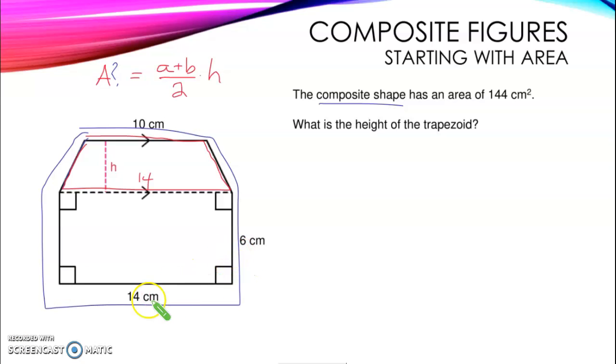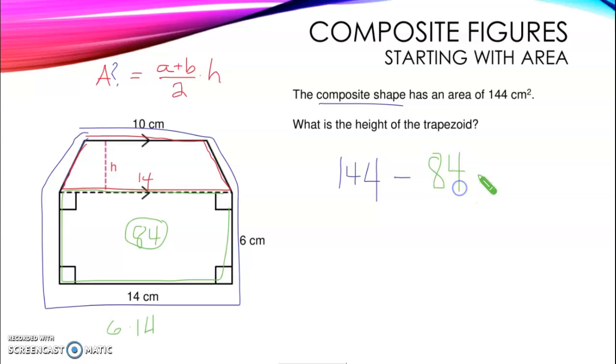But the area of this rectangle here is going to help us, because if I take the whole area of 144 and I subtract away the area of this bottom rectangle, that'll give me the area of the trapezoid. So length times width, 6 times 14, is going to give me 84 for the area down here. And I know that the whole shape, the whole composite shape, is 144. So if I subtract away the 84, that's going to give me the area of the roof. So that's giving me 60, and that's the area of the roof.